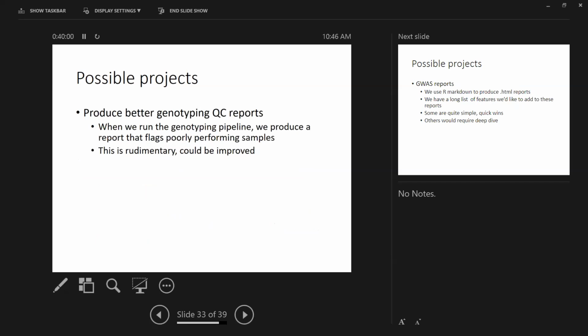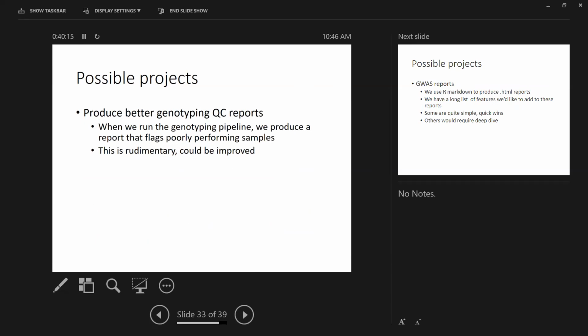When we import the phenotypic data, we were talking about this, there are lots of problems. So we already have rudimentary QC reports that we produce. Every time we run a batch job and import a bunch of data, we want to flag outliers and other kinds of suspicious values. But that could be improved.